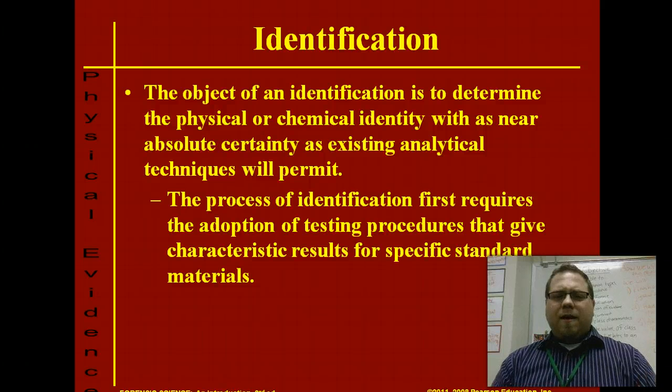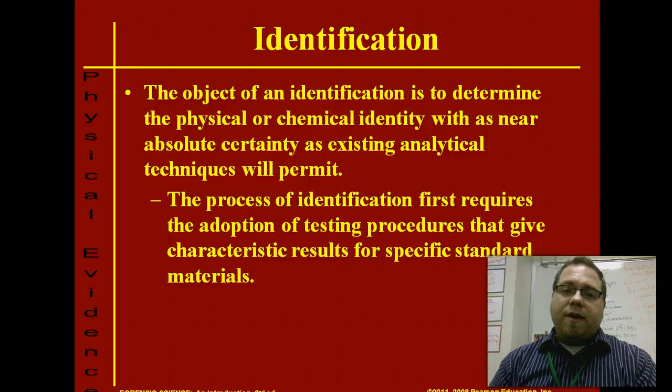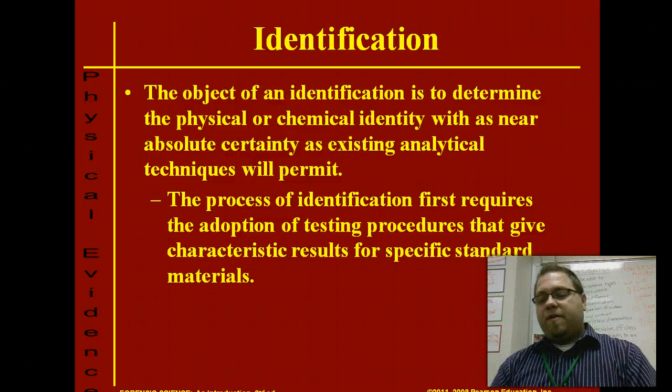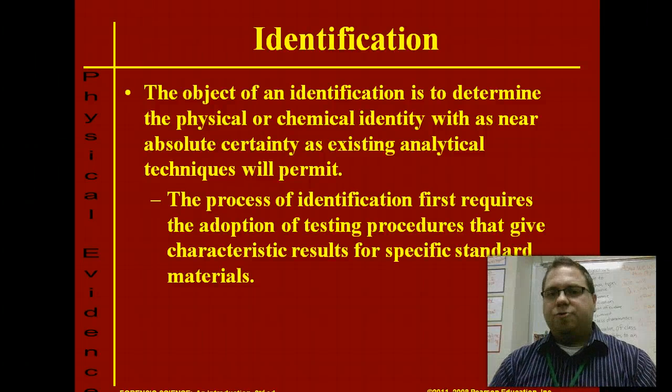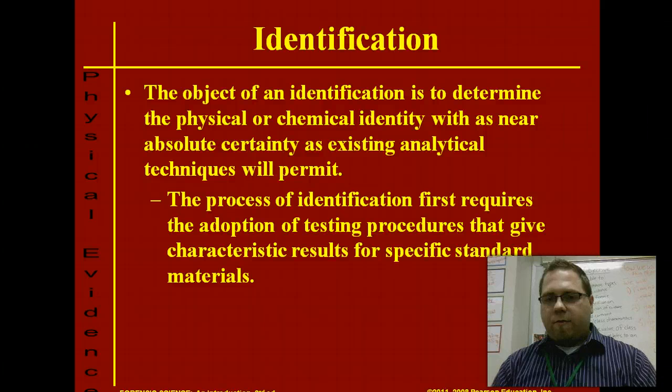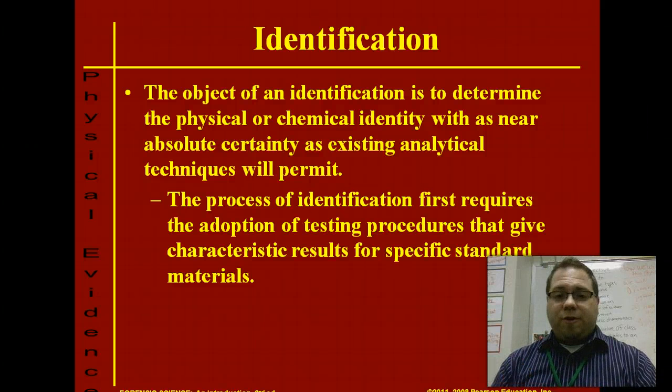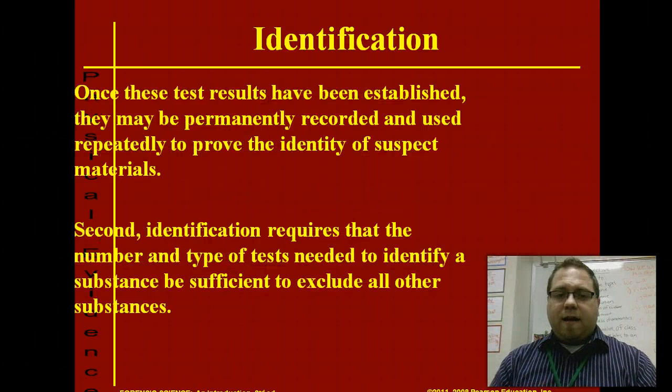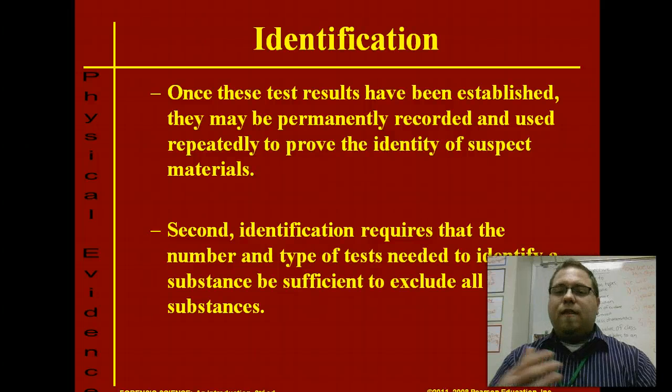Okay, so identification. One of the examples it gives in the book, and maybe even in the slide here, is drugs. Say you find a substance and you don't know what it is. You can test it and find out specifically what kind of drug it is. So first you have to have testing procedures that actually work. Say heroin. There are very specific tests you can do to determine whether a drug is heroin versus cocaine versus whatever. You have to have a test in place. You can't just make up a test. A known test has to be in place, and once the test results are established, you can record that and repeatedly prove the identity of those materials.